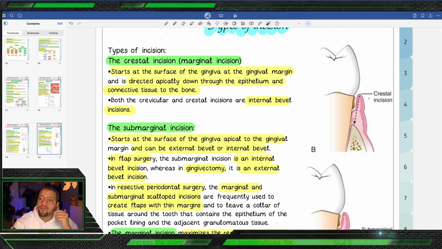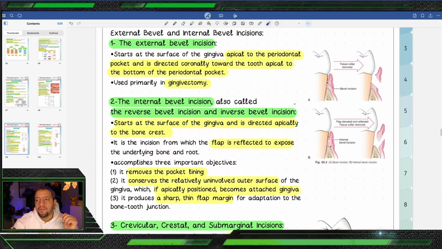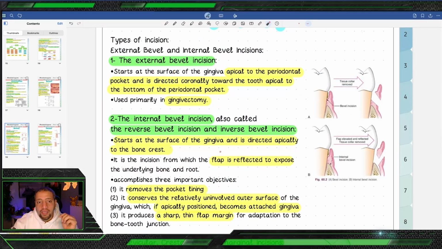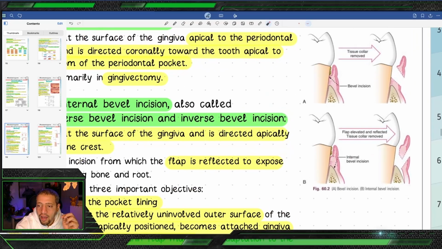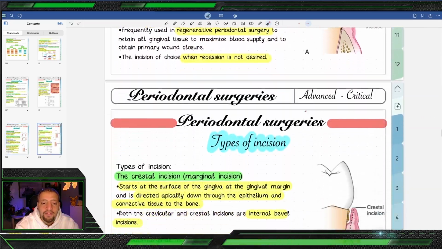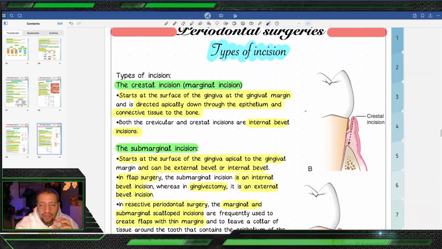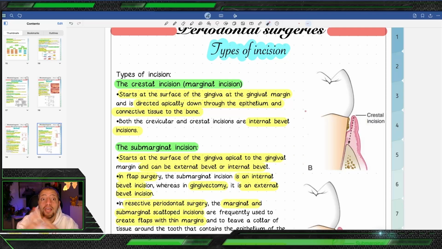Crestal incision is going to start, if you remember the difference between this one and apical. Apical, we start here and we go down. Let's get the picture. In the previous one, we start from here, like the internal bevel incision. We start from after the free gingival margin, so we call this one internal bevel. And the external bevel, we start in the attached gingiva. But in this type of incision, we have little attached gingiva.